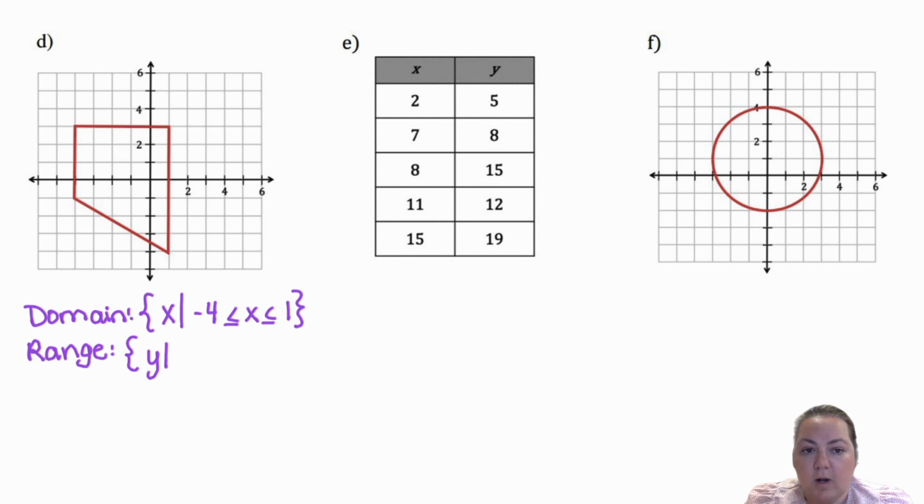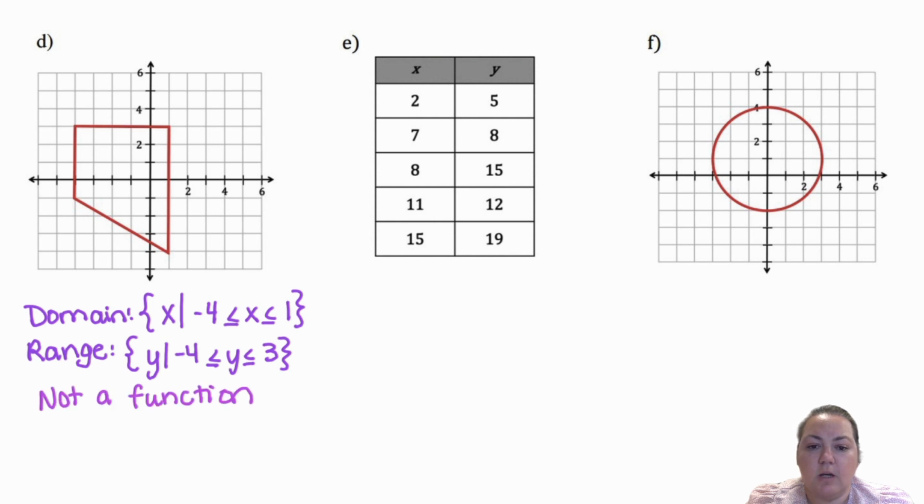Range are my y values. My y values, the lowest it goes on the y-axis is down to -4. The highest it goes is up to 3. So y is between -4 and 3 inclusively, so I'm putting those equal to's. And this one is not a function. It would not pass the vertical line test.